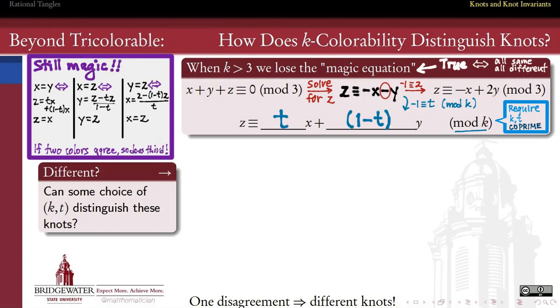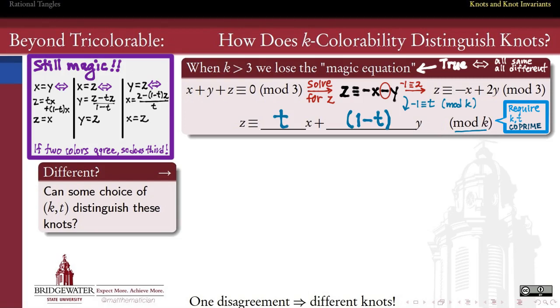So what we find out is that any time two of the colors at a crossing happen to agree with one another, the third must also agree with the first two. And so it turns out this new generalized equation is still magic in the way we need to be magic to determine whether a proposed k-coloration of a knot is or is not actually a valid k-coloration. This magic equation is true at every crossing if and only if we have a valid k-coloration of our knot.